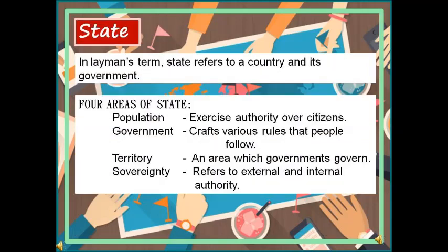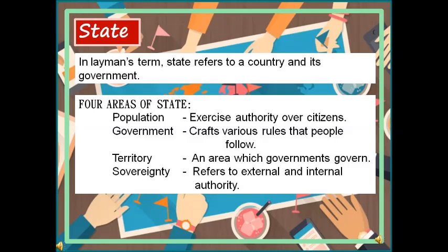So what is the difference between a nation and a state? According to layman's terms, a state refers to a country and its government, and it consists of four elements. 1. Population, over which it exercises authority over citizens. 2. Government, which crafts various rules that people follow. 3. Territory, an area which governments govern. And last, sovereignty, which refers to external and internal authority.